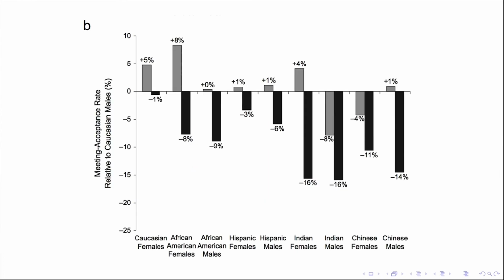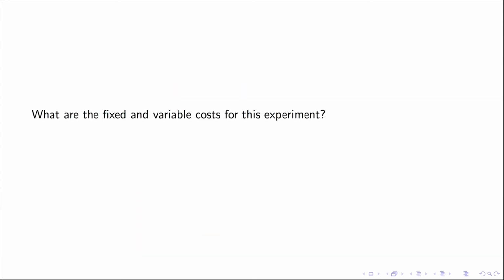Also, because this data was very cheap for the researchers to generate, for them it's sending an email, it's free, they were able to have a very large experiment which allowed them to explore a number of different combinations of gender and ethnicity. So let's think about what are the fixed and variable costs for this experiment. So it seems like this might be a zero variable cost experiment because for the researchers, sending the emails is basically free.